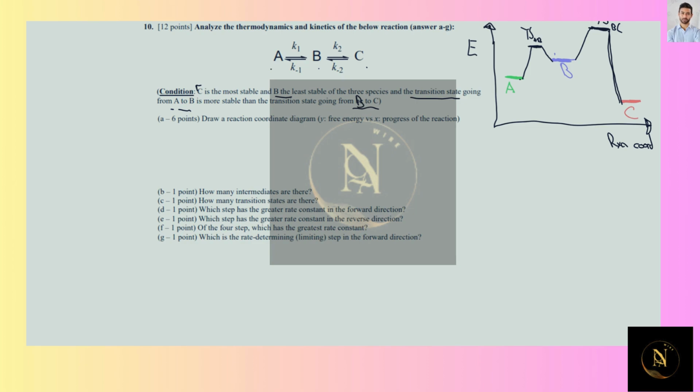Now, with this information, we're going to answer the following questions. How many intermediates are there? We're going to have only one intermediate, which is going to be B. How many transition states are we going to have? We're going to have two. Which step has the greater rate constant in the forward direction? In this case, the one with the greater rate constant is going to be the one with the lowest activation energy.